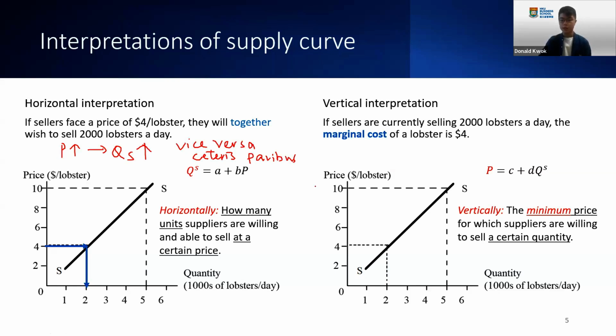Next, about the vertical interpretation of the supply curve. You're given a particular quantity and you wish to find the corresponding price according to the supply curve. What you're trying to find out would be the minimum price that suppliers are willing and able to sell at this quantity. If you put some jargon here, it is simply the marginal cost of producing one additional unit. So relating to the graph here, at the quantity of 2,000 lobsters, the corresponding price is $4, which means that the marginal cost of producing the 2,000th lobster is $4. So this is how we can find out the marginal cost of production using the vertical interpretation of the supply curve.